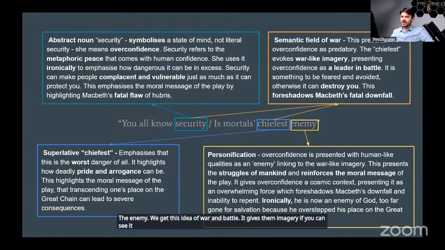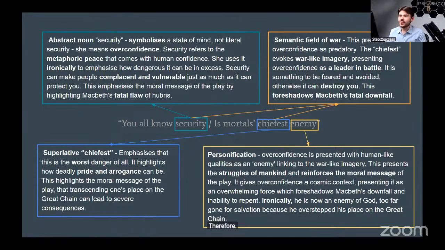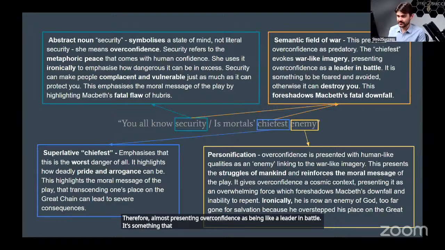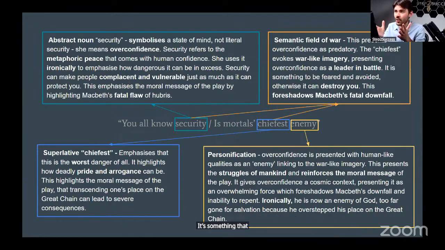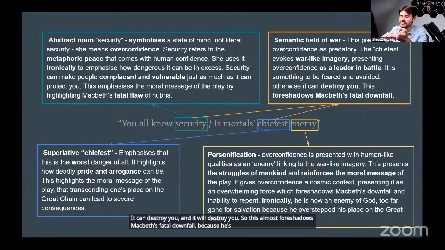It's imagery. Therefore, almost presenting overconfidence as being like a leader in battle. It's something that should be feared. It's something that you should avoid. Otherwise, much like the general in a battle, it can destroy you and it will destroy you. So this almost foreshadows Macbeth's fatal downfall because he's full of overconfidence. He's overcome with pride and ambition.